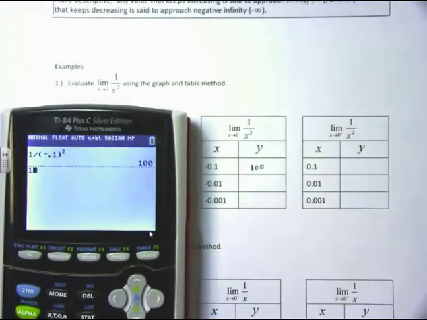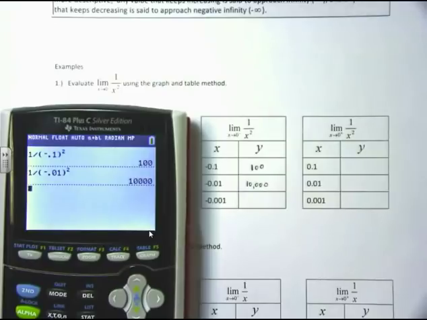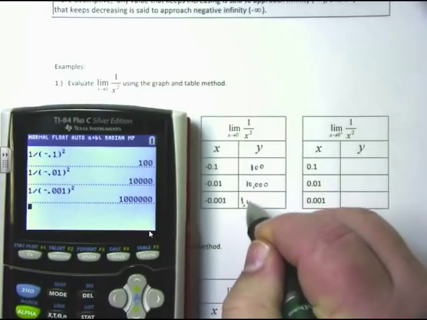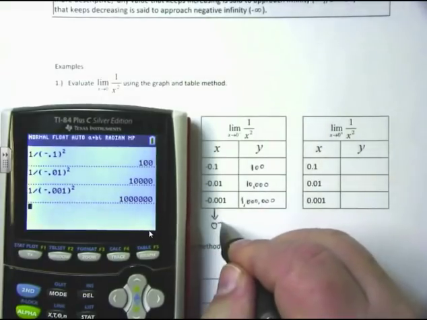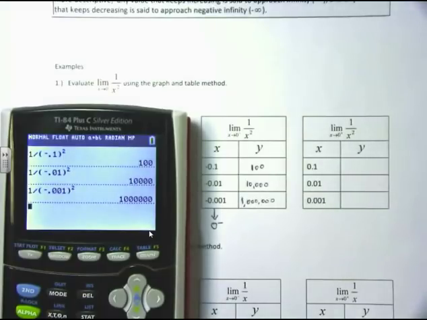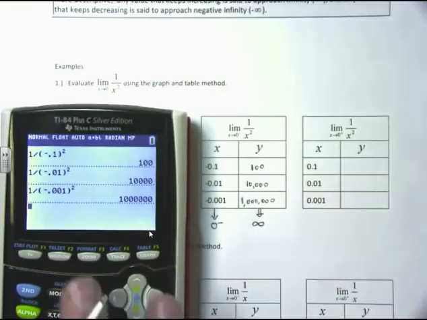Now, I'm going to do 1 divided by parentheses, negative 0.01, and we're going to square it. And that gives me 10,000. And now I'm going to get very close. Now I'm going to plug in for x, negative 0.001. That'll be 1 divided by parentheses, negative 0.001, close parentheses squared, and I end up getting 1,000,000. So, as x approaches 0 from below, what's happening to my numbers? I'm going 100, 10,000, 1,000,000. My numbers are blowing up to infinity, and that's a positive infinity.